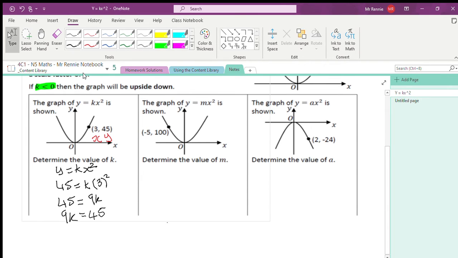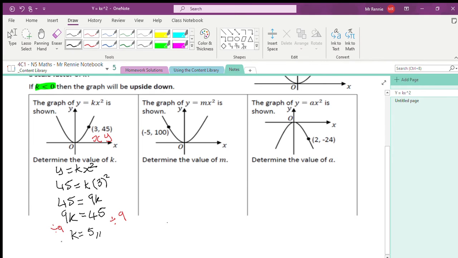I am then going to divide both sides by 9 to get rid of the 9 there. So I divide this side by 9, and I divide that side by 9, and then I should be able to work out what k is. So k is going to be 45 divided by 9, which is 5. So the value of k in this question was 5. That graph was actually y equals 5x squared. And it's a good point to write that down at the end.